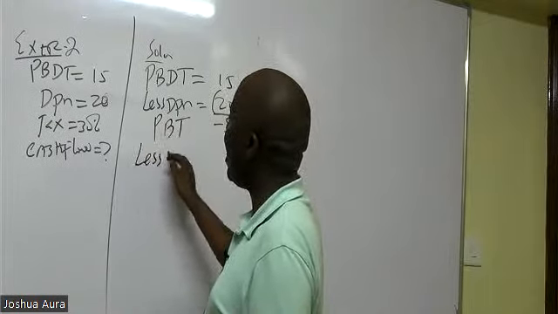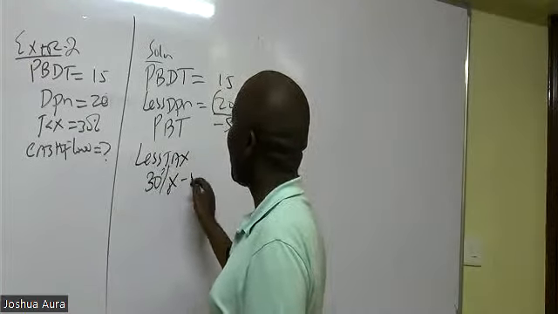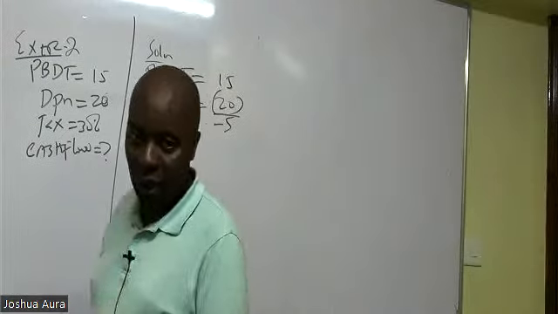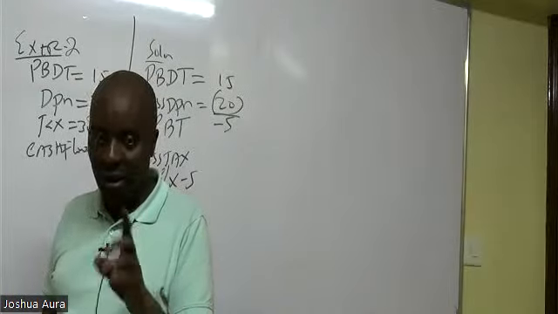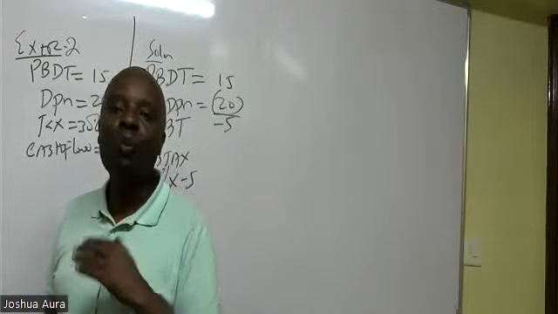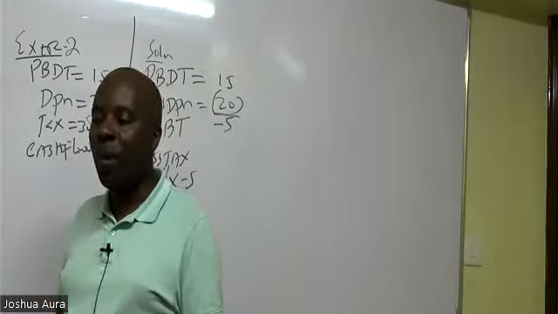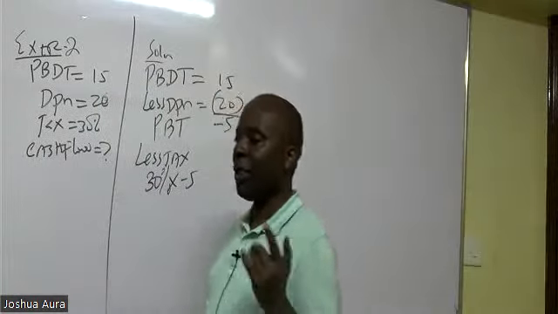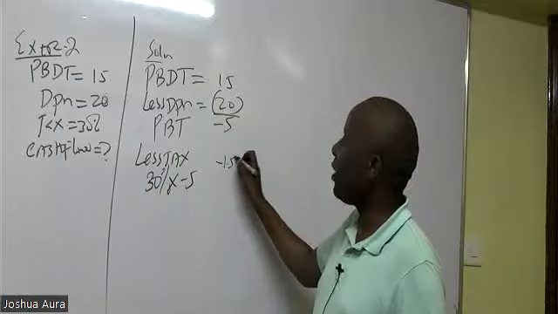Then we shall come and less tax. Tax at 30%, 30% of minus 5. Remember, for us, we don't make those kind of arguments that these are losses, you don't pay tax. Who told you like that? For finance, you must tax. 30% of negative 5 is negative 1.5.